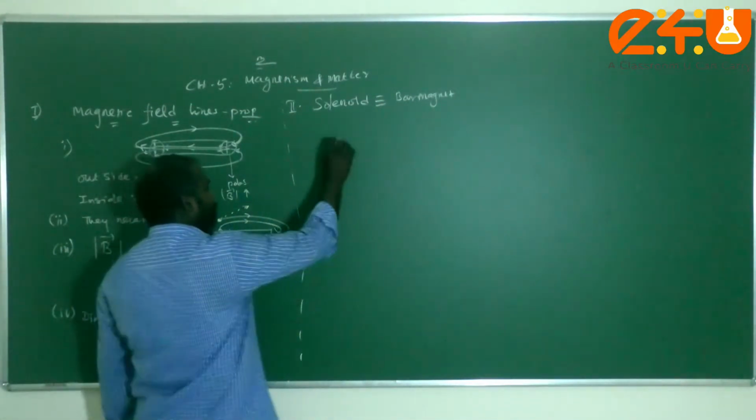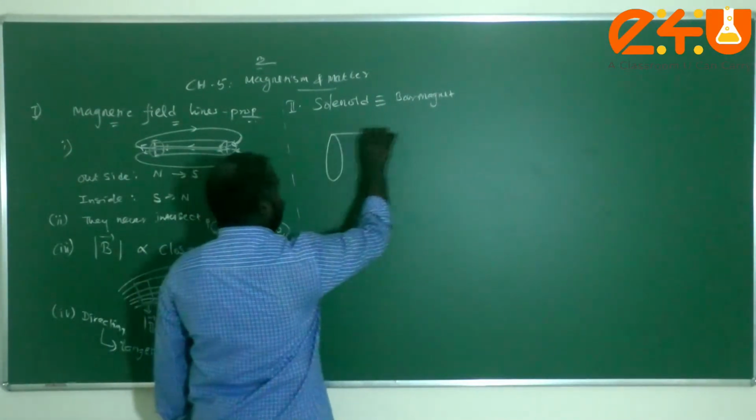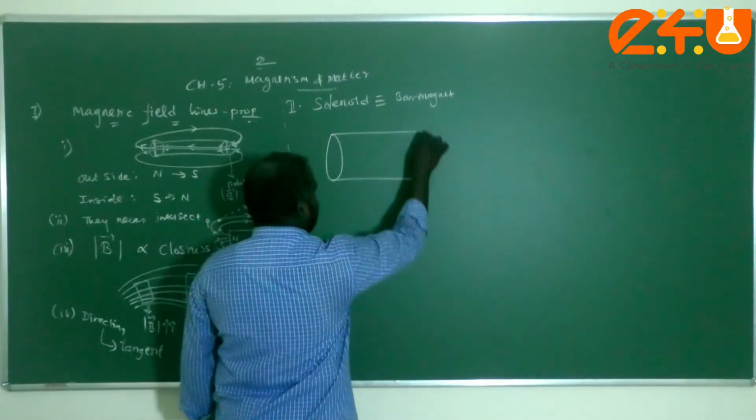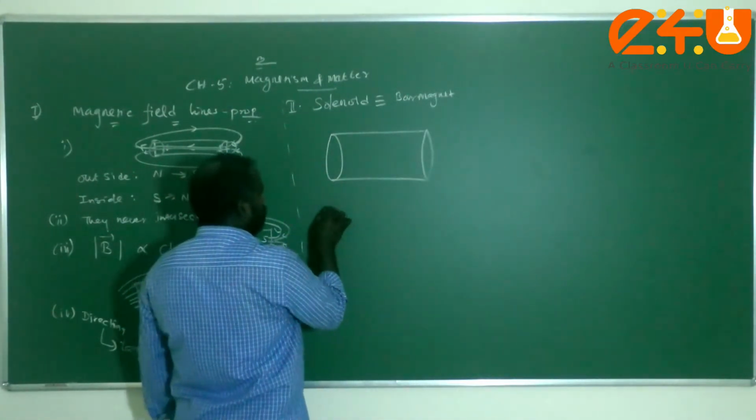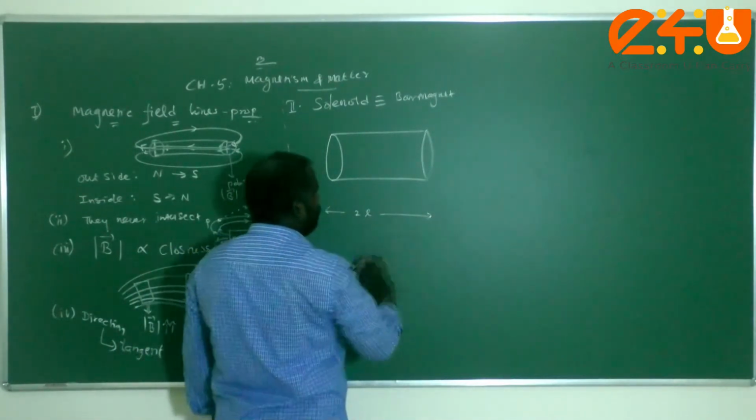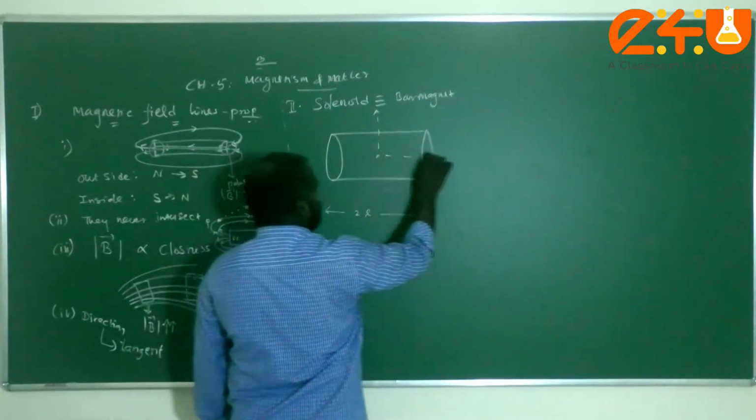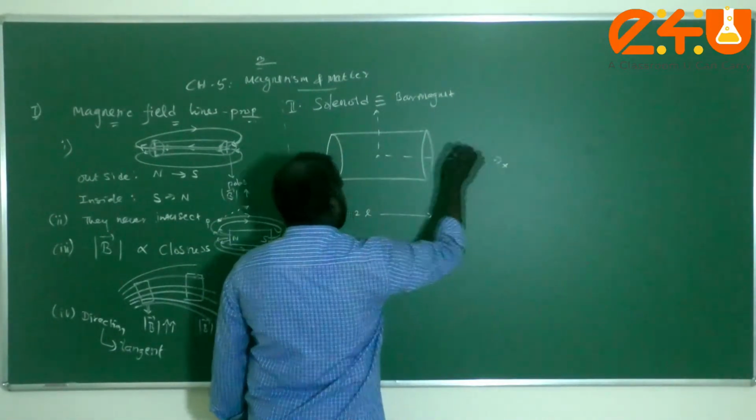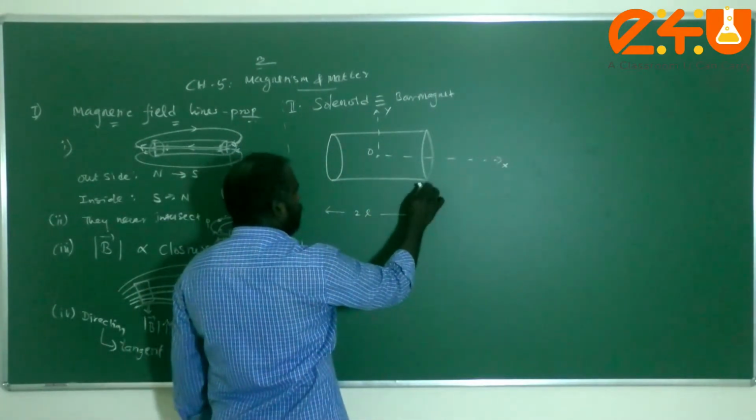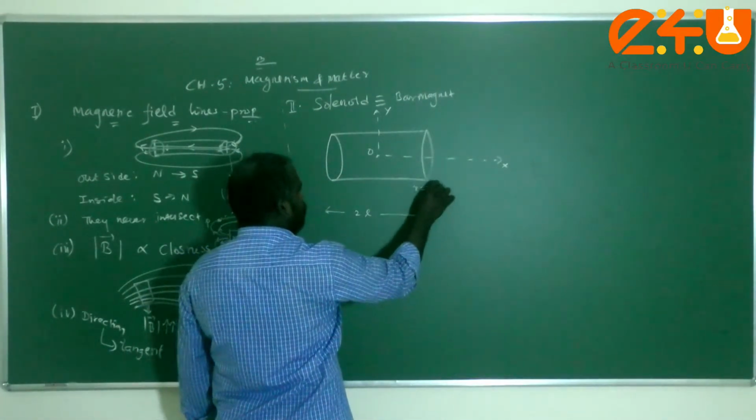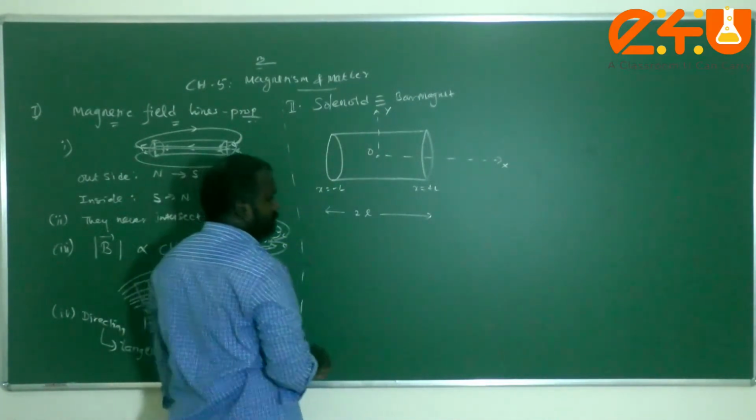Therefore, let us consider a solenoid of length 2L. So this 2L will be the length of the solenoid. I am considering the coordinate system, say this is x and y. This is point O, and the value of x at this end is x equal to plus L, and here it is x equal to minus L, in the negative x-axis direction.